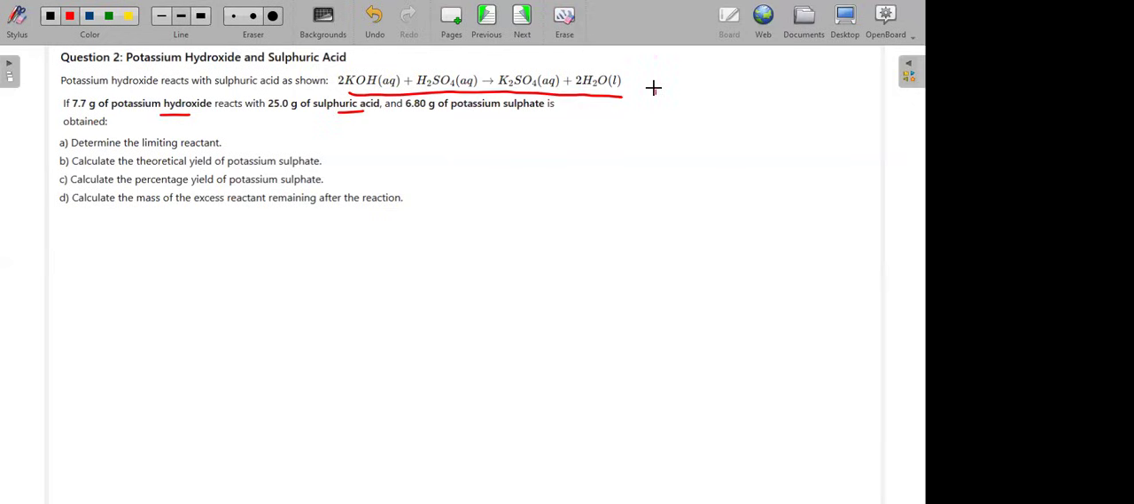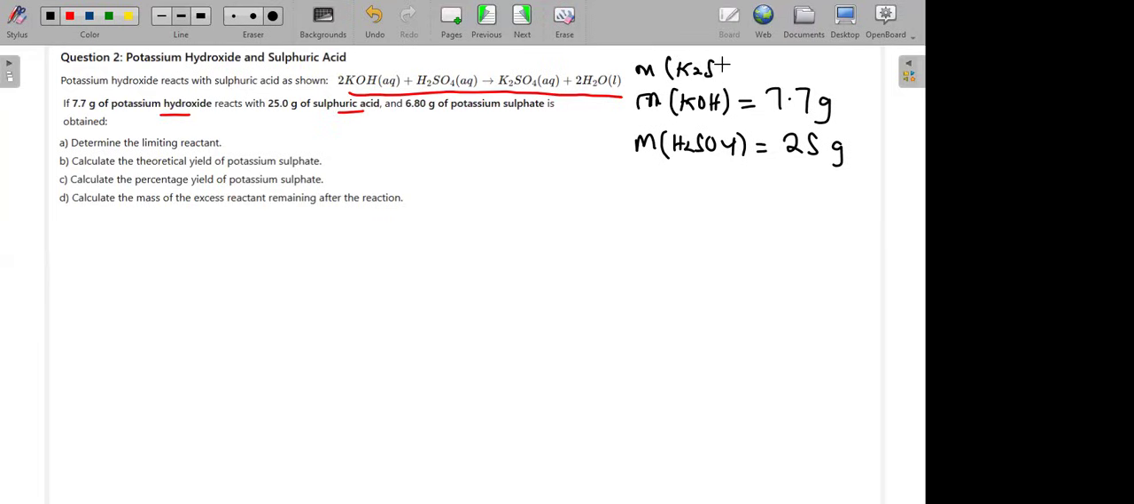Okay, so let's get the data. The mass of potassium hydroxide is 7.7 grams. And then the mass of sulfuric acid has been given as 25 grams. And then the mass of potassium sulfate produced after the reaction, so this is our actual yield, was 6.8 grams. All right, so the first question is determine the limiting reactant.